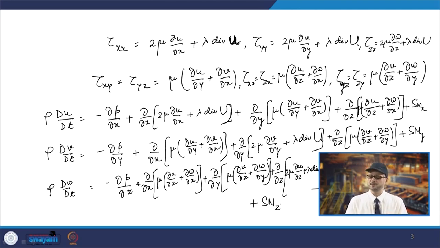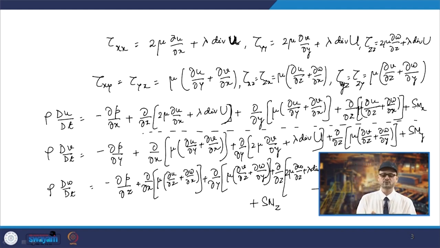These are the three equations which are the Navier-Stokes equations, because you have expressed the viscous stress terms in the form of strain rate terms. Now let us look at these terms. If you take this term, you can express it as ∂/∂x of mu times ∂u/∂x plus ∂/∂y of mu times ∂u/∂y plus ∂/∂z of mu times ∂u/∂z. That will be one term, and there will be another term that is separate, plus SMx, which we are writing as the source term.